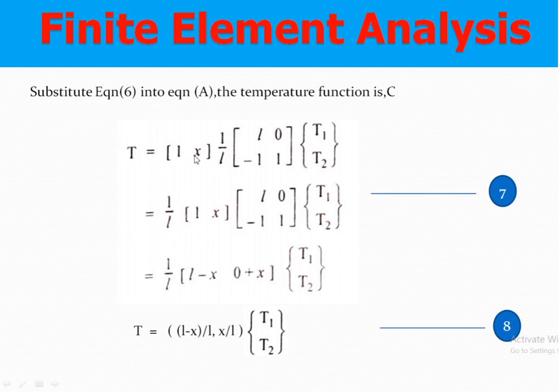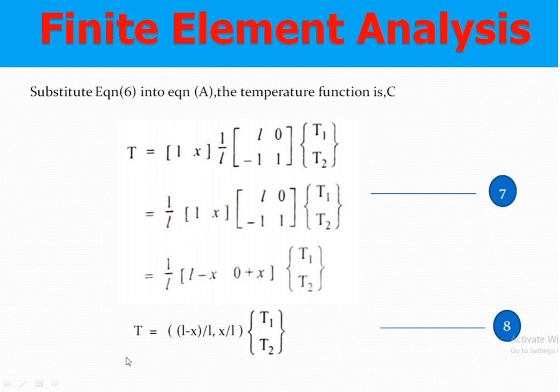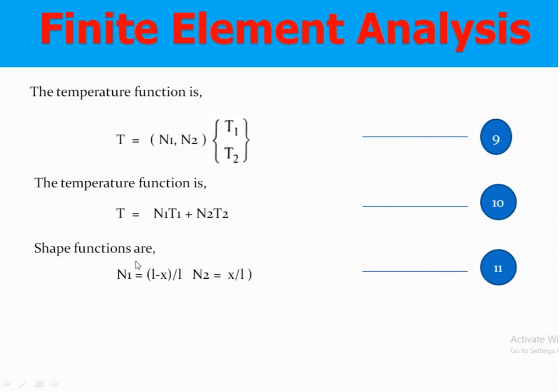Now you substitute this, and you will get the temperature equals [1 x] times 1 by L times [L 0; minus 1 1] times the temperature matrix [T1 T2]. That's the temperature function equation. Writing it out, you will get [(L minus x) by L, x by L] times [T1 T2]. So you get the temperature function equation in terms of the shape functions. The shape functions can be written as N1 and N2, since it's a heat transfer problem. You multiply N1 into T1 plus N2 into T2, and you get this equation, which is called the temperature function equation.